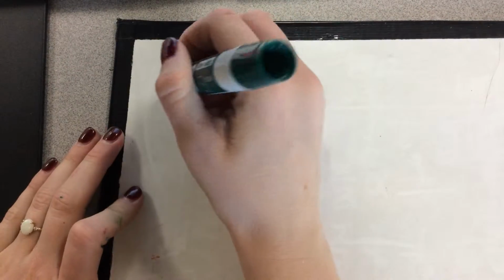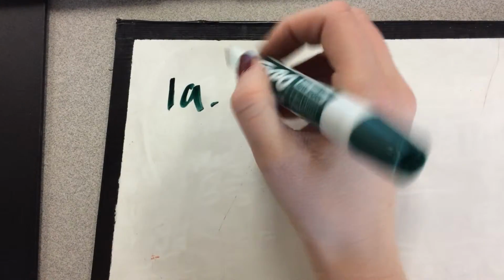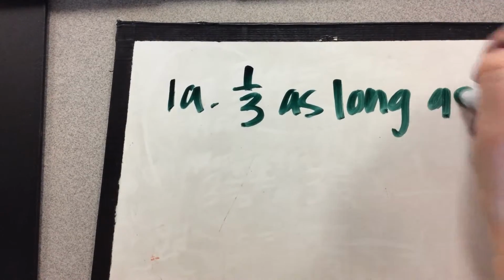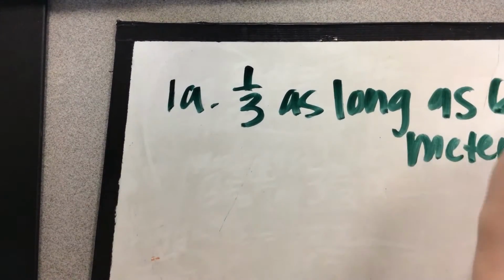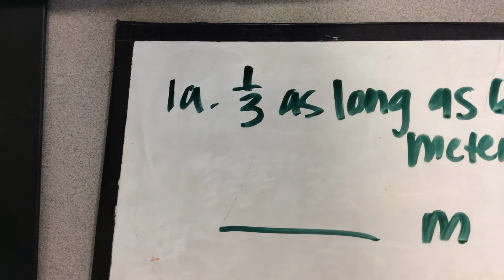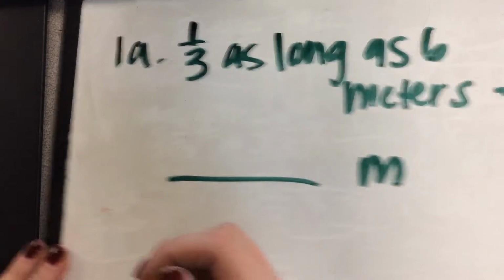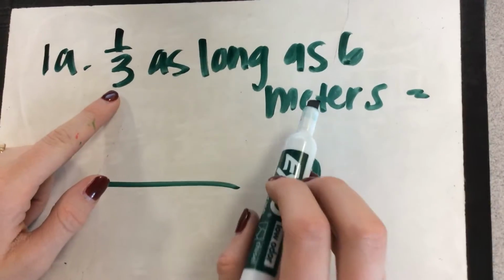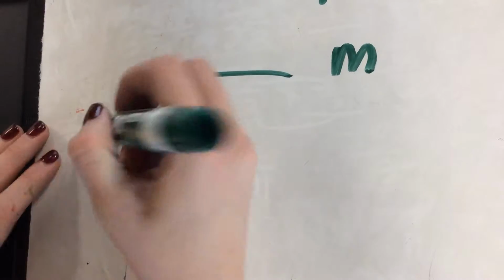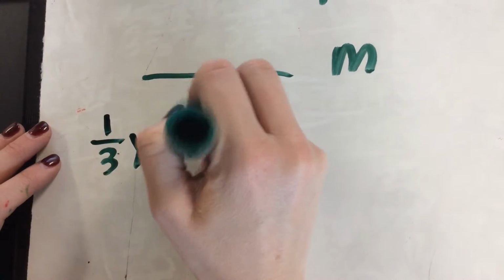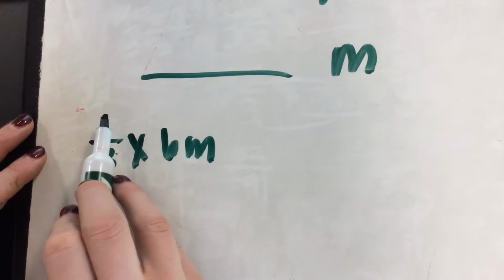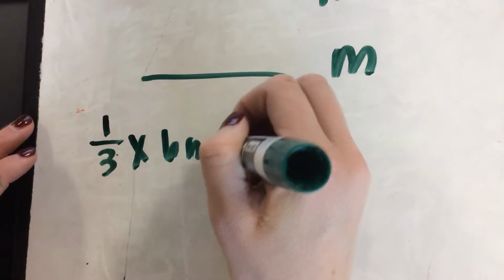So let's go ahead and start with 1A, which is going to be 1/3 as long as 6 meters equals how many meters? So the first thing we need to do is write this as a multiplication sentence. If we're finding 1/3 of 6 meters, that's the same thing as finding 1/3 times 6 meters, which we can do easily. So we do our whole number times our numerator. 6 times 1 is 6, divided by 3 is 2.